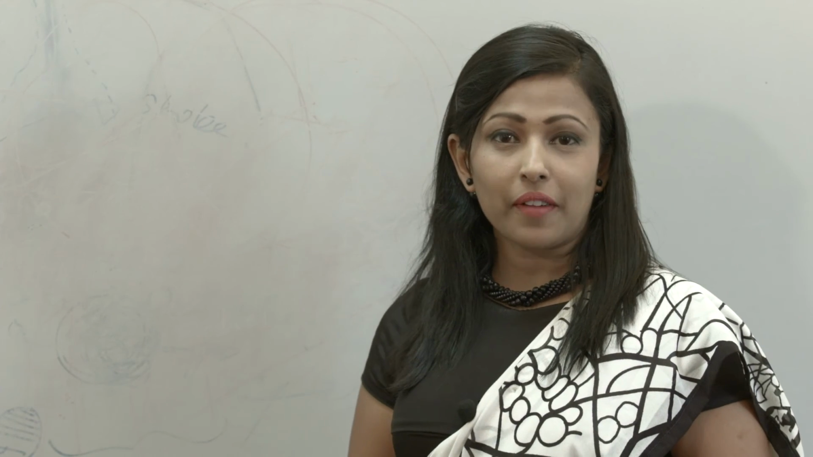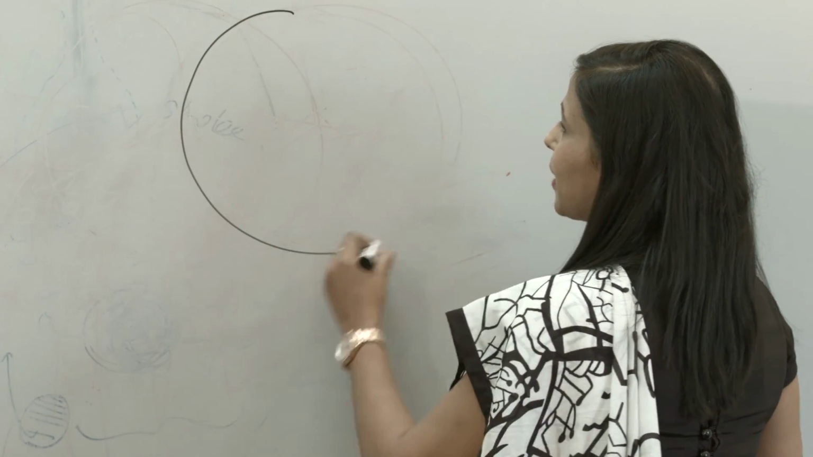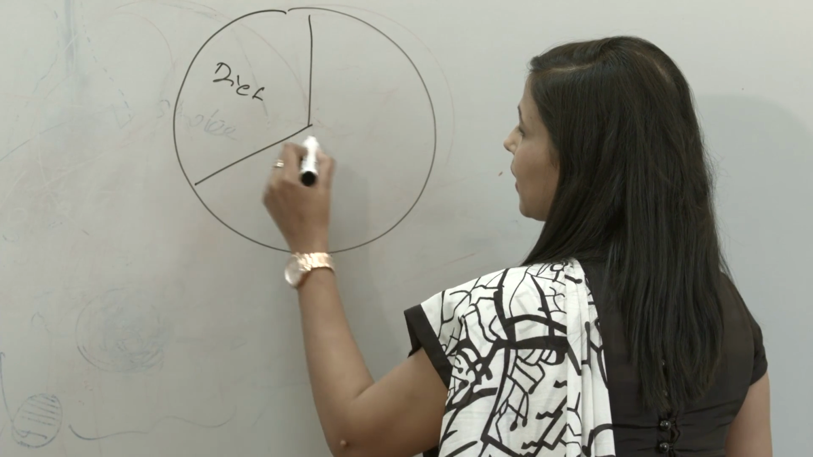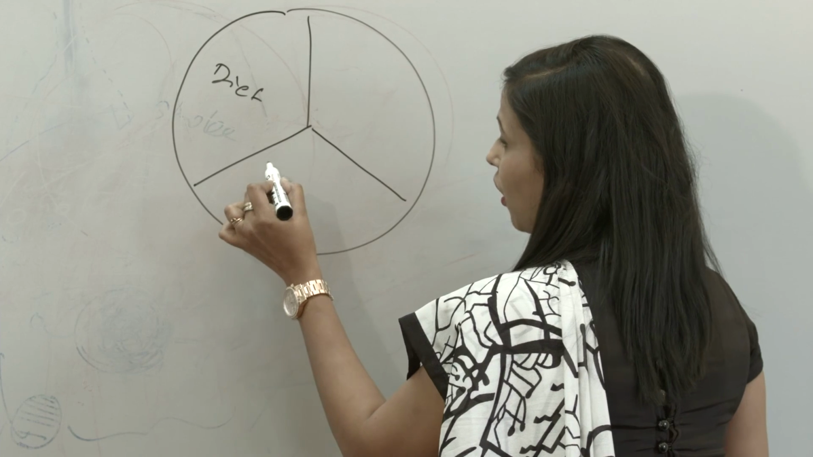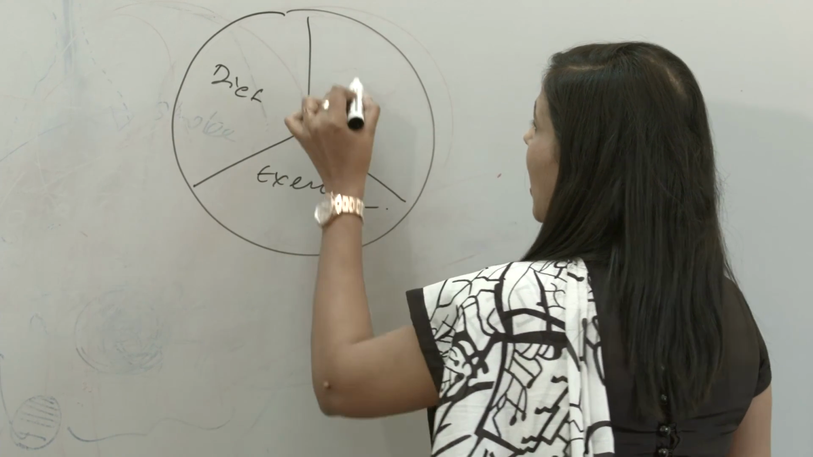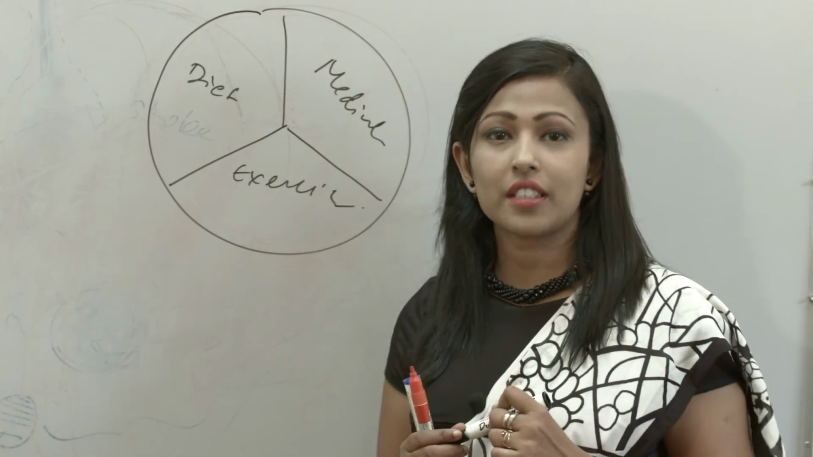So how do we prevent macrovascular diseases? Let's talk about diabetes management in brief. Diabetes management is modification of your diet, and also you have to get engaged in regular exercise, and you have to take your medication on time.